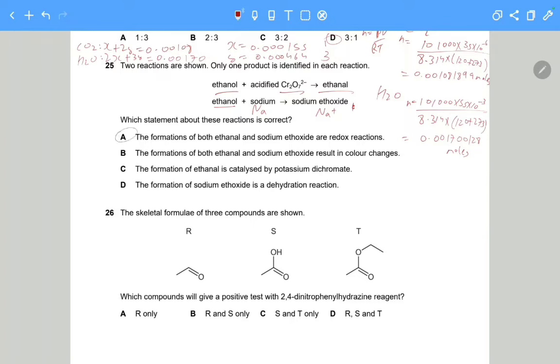The formations of both ethanoic acid and sodium ethoxide result in color changes. This is wrong because the first one you do see a color change.